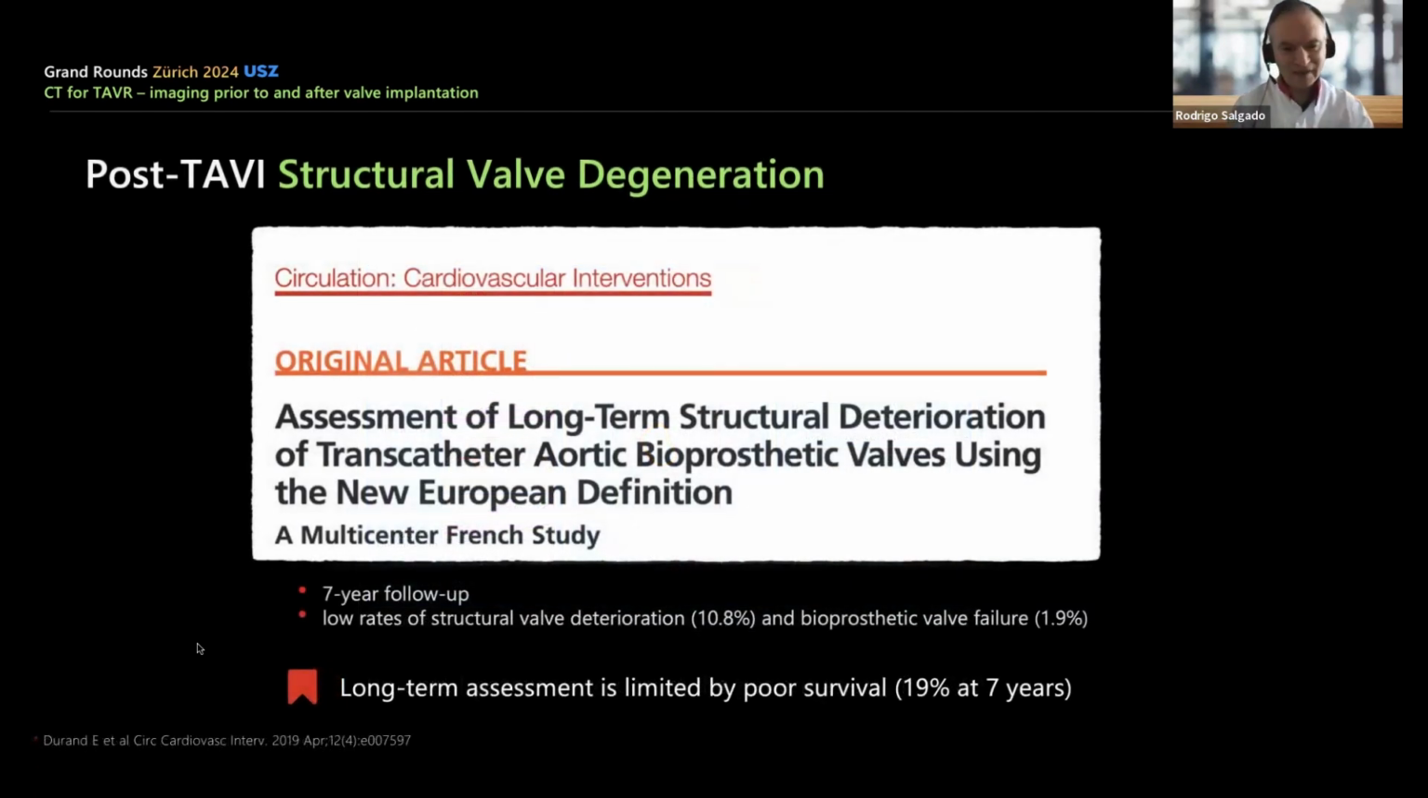Now, the problem that we have at this moment regarding the transcatheter valves that we are implanting in our original population is that these are, of course, very old people. This is a study from France showing that after 7 years, only 19% of the people had survived, meaning that it's very difficult to make long-term predictions at this moment. Nevertheless, several trials have indicated that regarding the durability of these transcatheter heart valves, we are quite optimistic that they can still be functioning after 5 to 10 years.